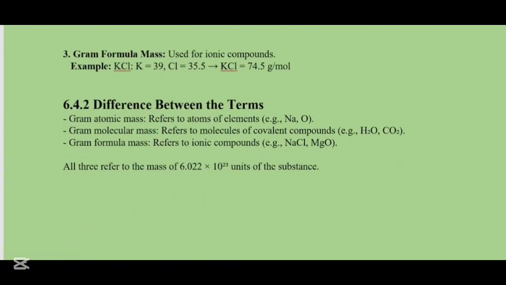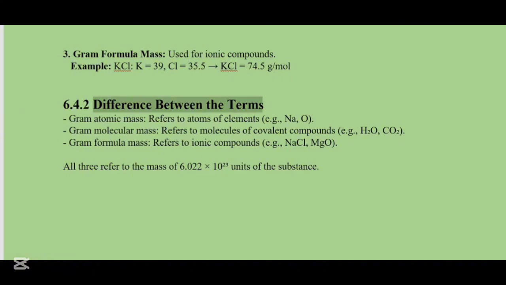And gram formula mass. It is used for ionic compounds. For example, I have potassium chloride. Potassium has 39 atomic mass units. Chlorine has 35 atomic mass units. So when they add up, it becomes 74.5 atomic mass units. But it is an ionic compound. So ionic compounds are represented as gram formula mass, not molecules or even atoms.